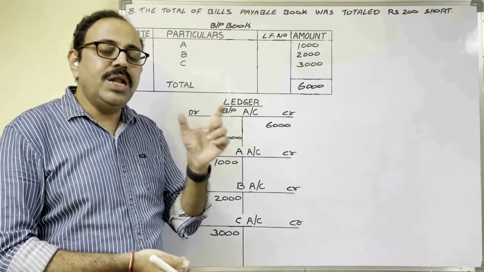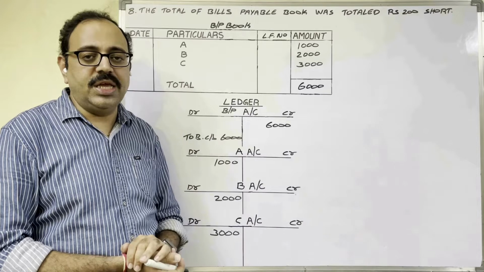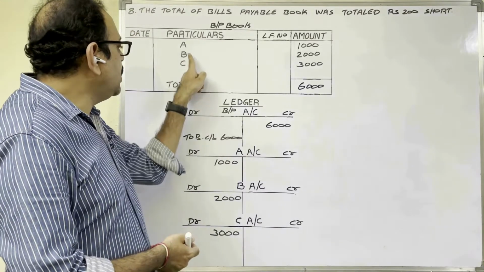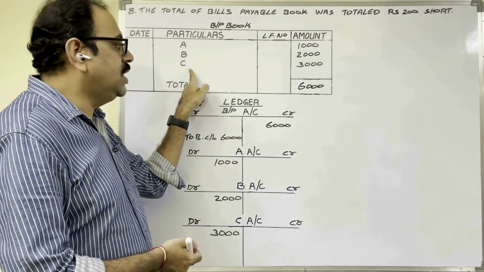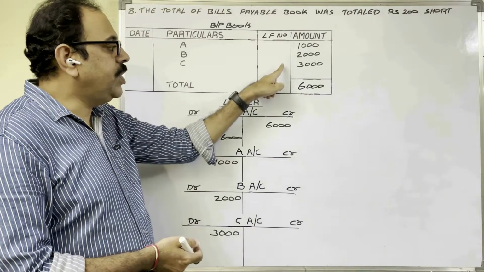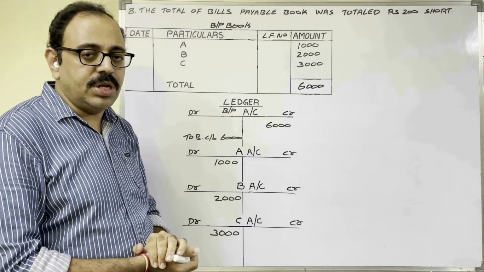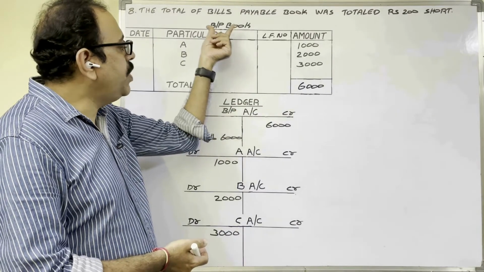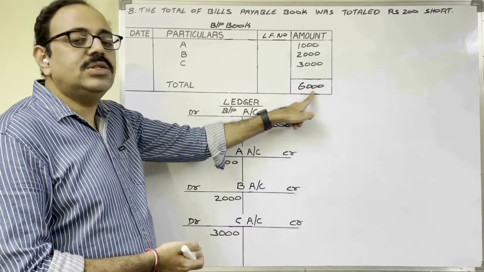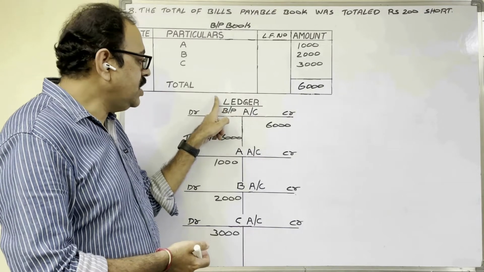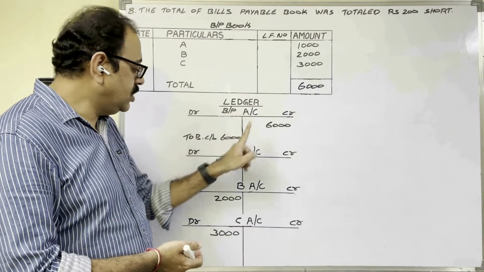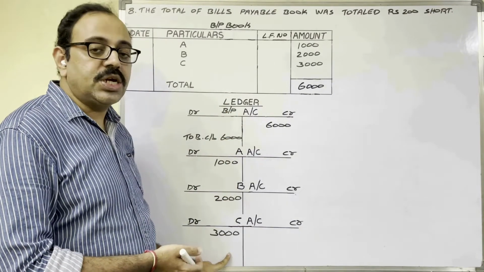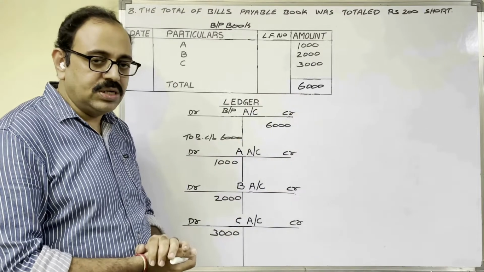For us, bills payable is a liability. Assume three suppliers are there, A, B, C. So we gave acceptance on three different bills payable, 1,000, 2,000 and 3,000. So bills payable book total is 6,000. In ledger, in bills payables account and in suppliers accounts, we should post this transaction.